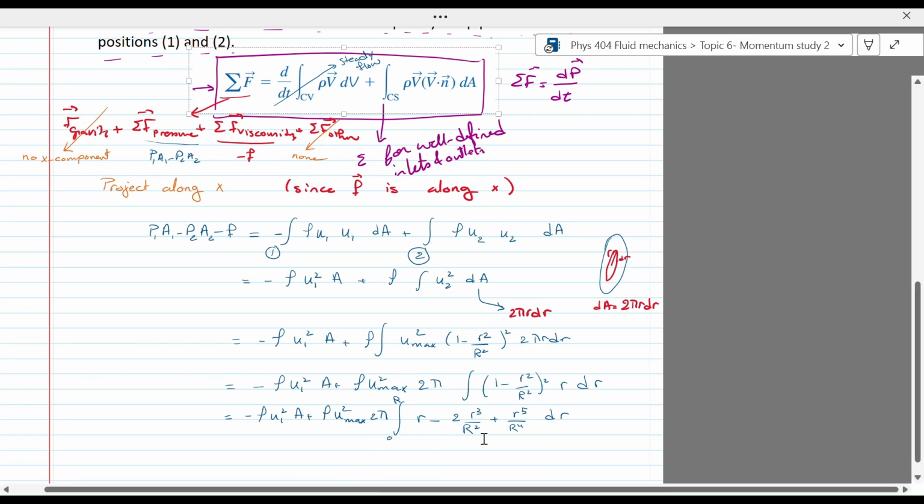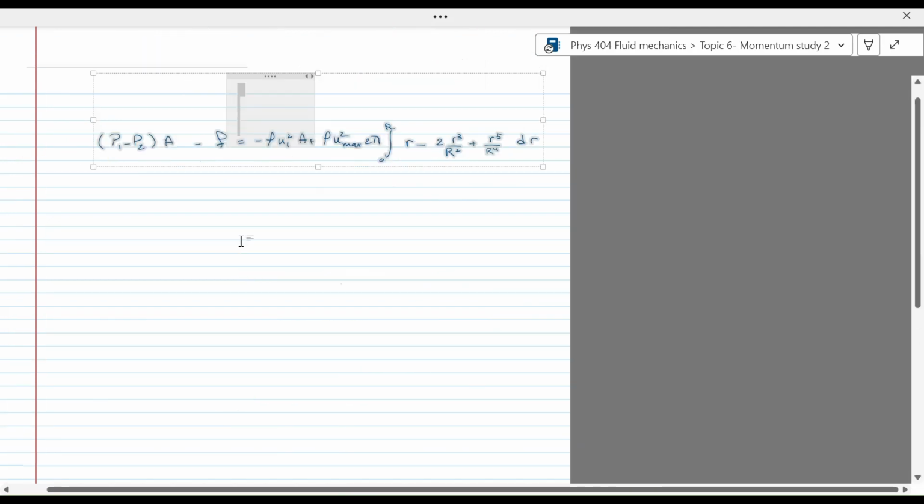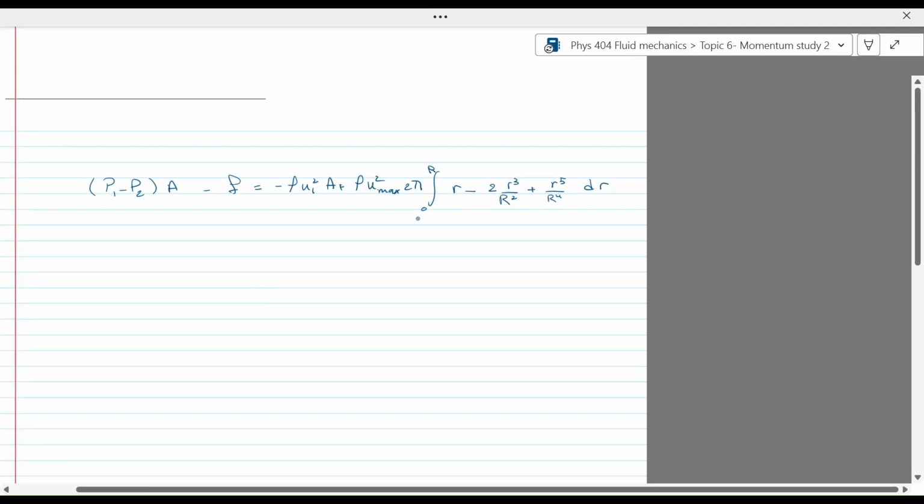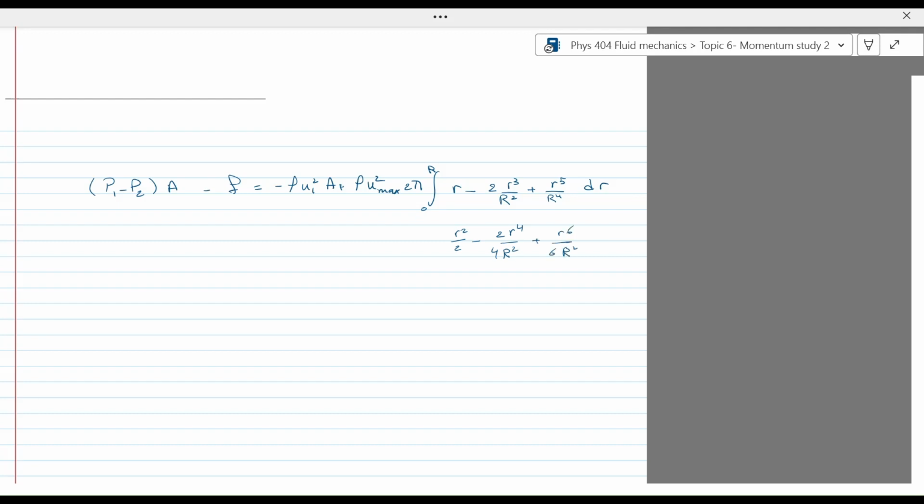So from here it's quite straightforward for us to solve the integral and then rearrange our equation to obtain the friction force. I have here the form of the equation that we have reached so far for the conservation of linear momentum, and solving the integral is very straightforward. I'll get r squared over 2 minus 2 r to the power 4 over 4R squared plus r to the power 6 over 6R to the power 4, and all of these are between 0 and capital R. We're just solving the integral here. This is going to give me capital R squared over 2 minus 2 R to the power 4 over 4R squared plus R to the power 6 over 6R to the power 4. This is after I substituted capital R and 0 as my boundaries for the integration.